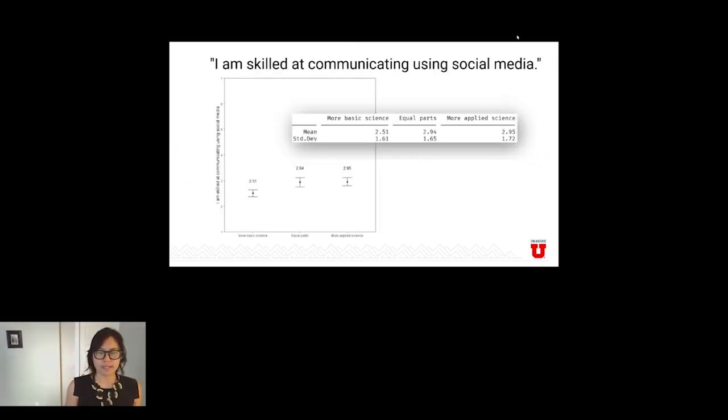And finally, we also asked scientists about their own self-efficacy when it comes to communicating using social media. We asked them to rate the statement, "I am skilled at communicating using social media," again, on a 7-point Likert scale. Strongly disagree, strongly agree. And again, I found significant differences between groups of scientists who identified as more basic, more applied, or equal parts. Specifically, scientists in the mostly basic research group scored significantly lower on this compared to the other two groups, which possibly shines some light on the need for more training in some way.